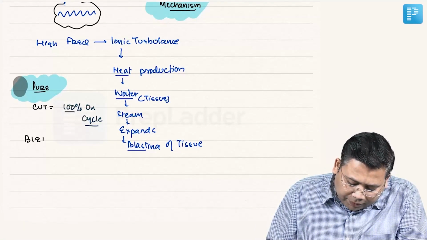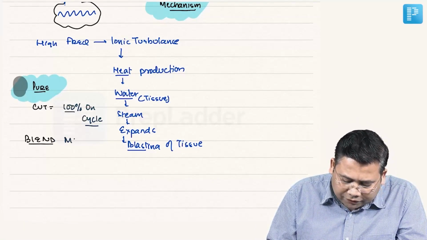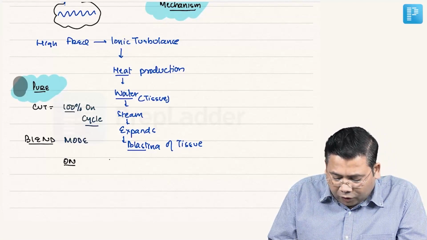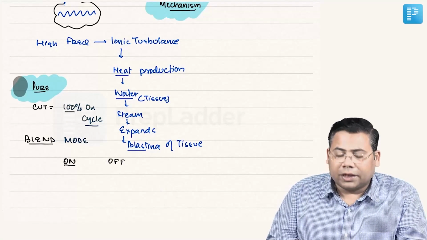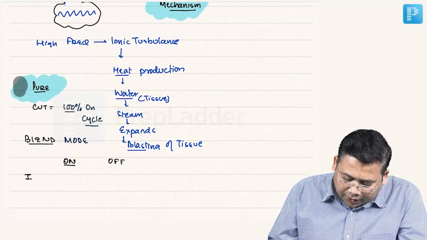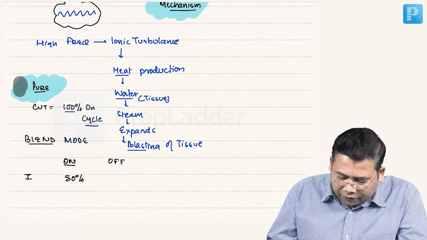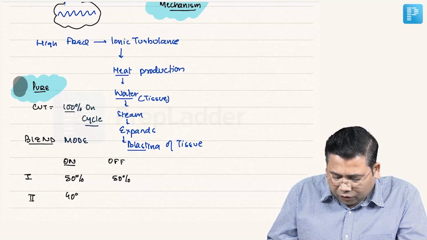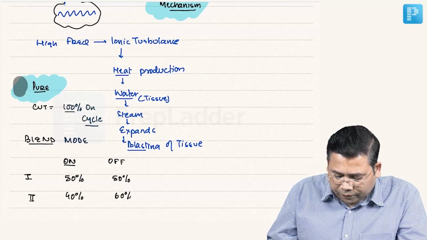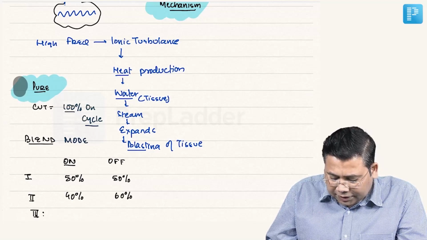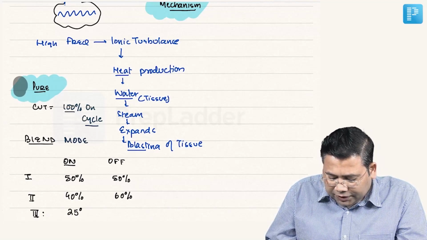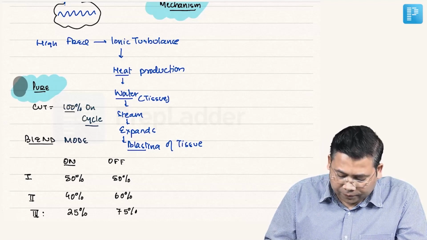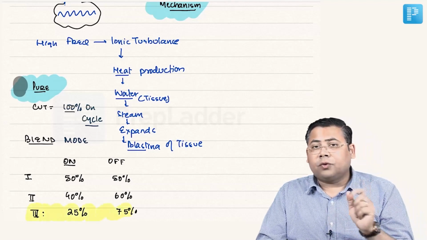Therefore, we invented the blend mode. Blend mode is more safe than pure cut. And in blend, we actually blend on with the off cycle. So if you talk about blend 1, it is 50% on and 50% off. If you talk about blend 2, it is 40% on and 60% off. If you talk about blend 3, it is 25% on and 75% off. So if you talk in terms of safety, blend 3 is the safest mode to cut.